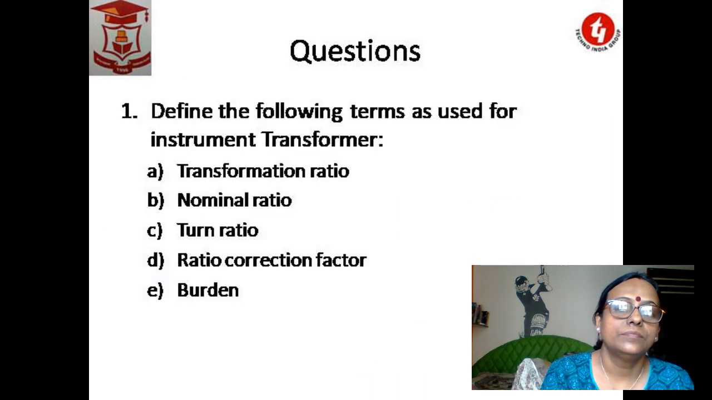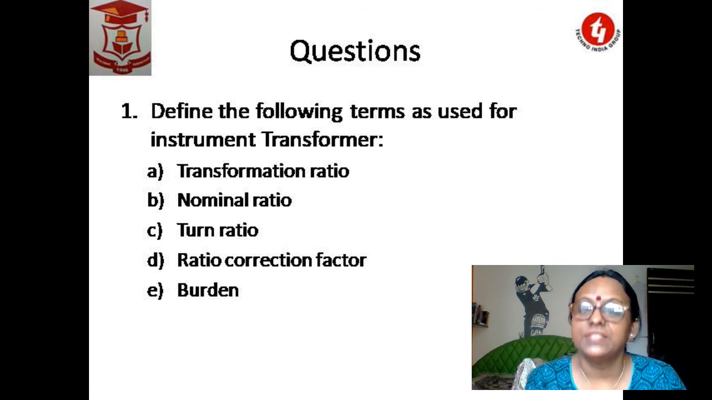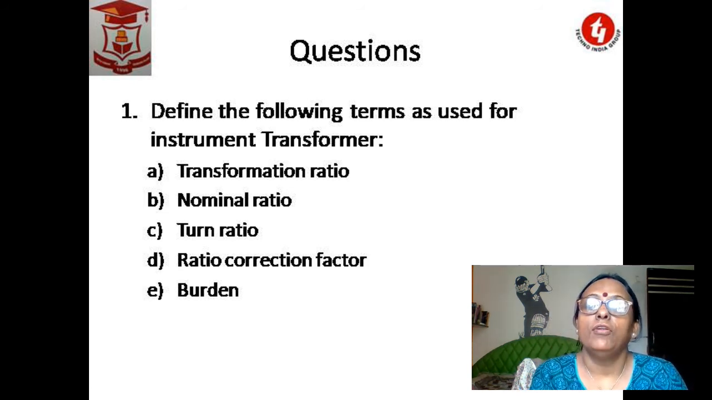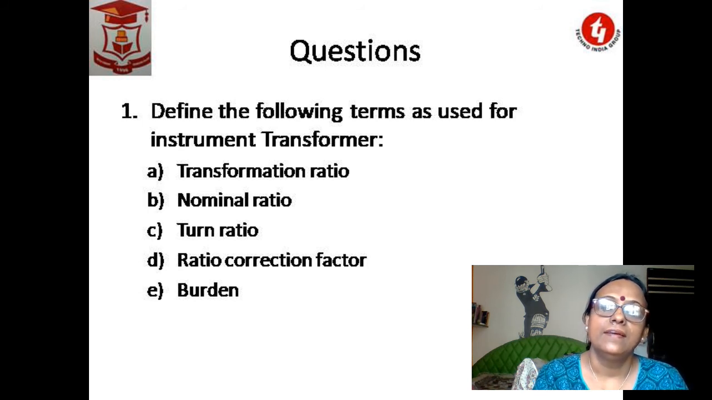Actually, what are the questions that come from this chapter? Define the following terms as used for instrument transformer: transformation ratio, nominal ratio, turn ratio, ratio correction factor, burden. Okay, so we will learn all these ratios. I have explained all this thing in the classroom.